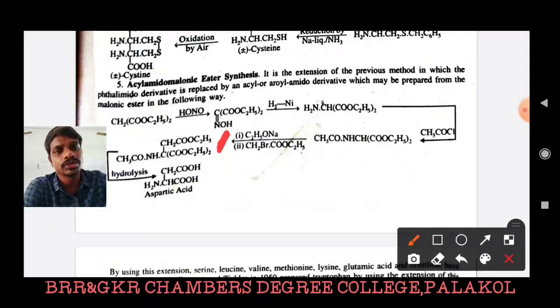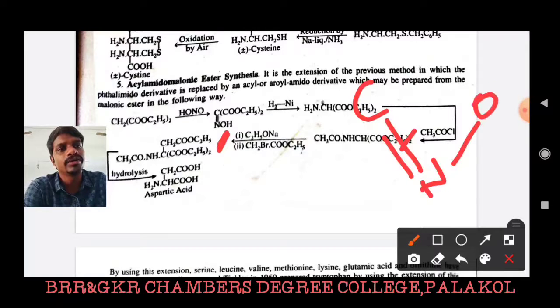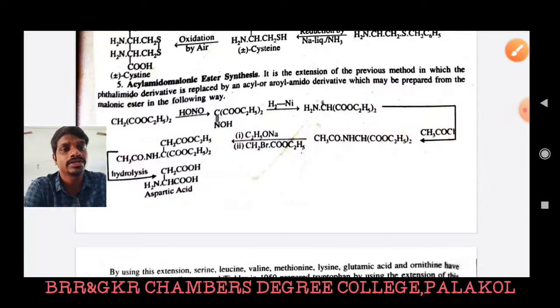That means H2 with Raney nickel, catalytic hydrogenation, then the double bond between carbon and nitrogen is converted into a single bond, and due to that two hydrogens are added to the nitrogen atom and we can get an alpha amino carboxylic ester. That means alpha amino malonic ester. So what is our aim? Preparation of acyl imido. That means we have to do arylation or acylation on this alpha amino derivative.